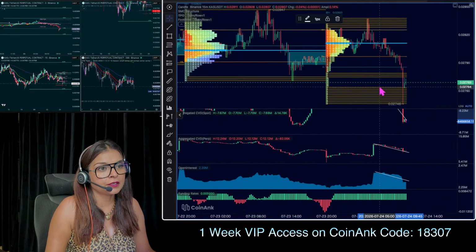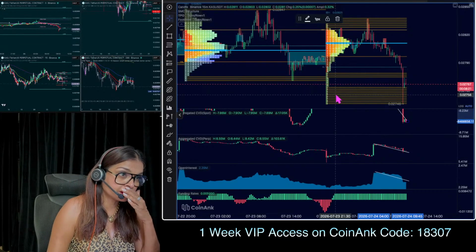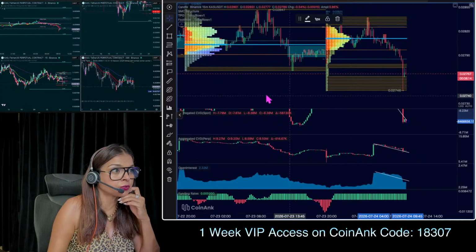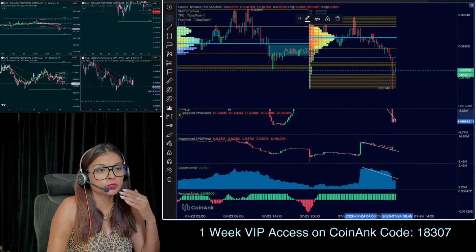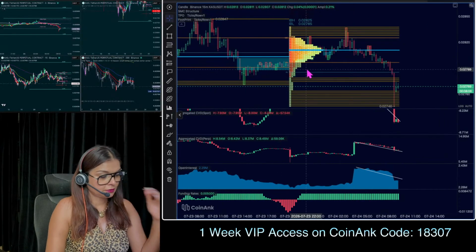This actually is a great resistance support here. There's a huge sell-buy tail right over here, so that's a very strong support. It could just switch over right now, which would be great for my long.